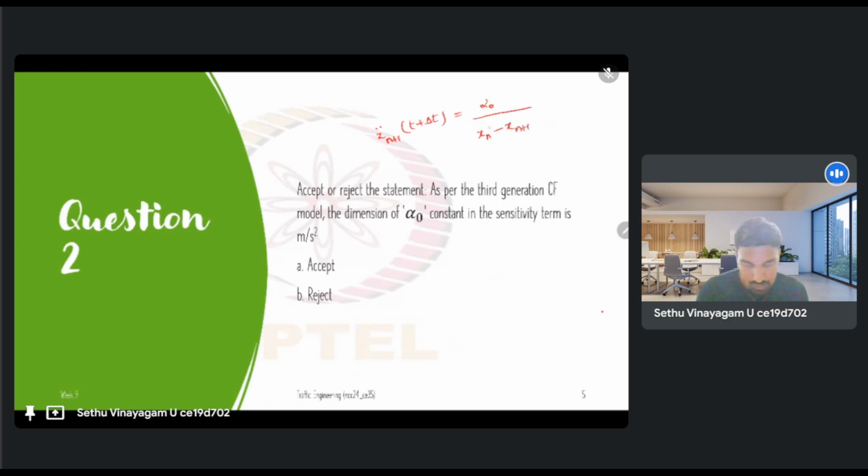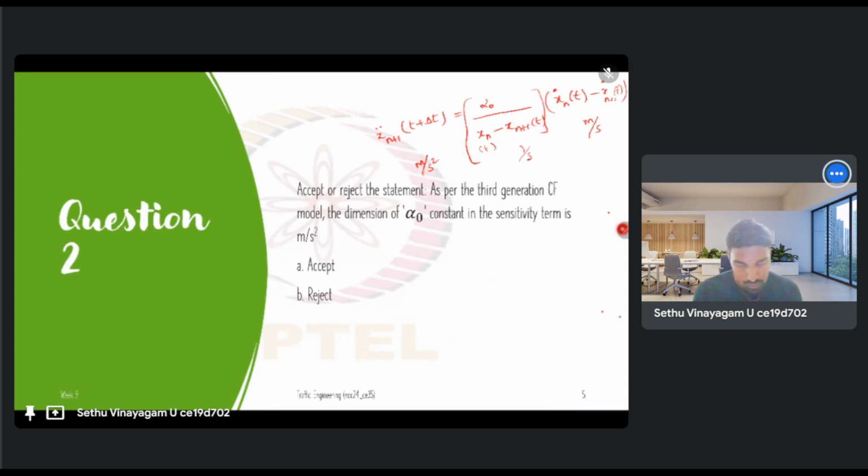This is at time t, and this is the spacing. Okay, so the sensitivity has alpha naught, which is a constant, divided by the spacing between the vehicles, multiplied by the relative speed. Here the unit of the response is acceleration, so it is meter per second square. The unit of the stimulus, which is the relative speed, is meter per second, which means that the sensitivity term should have a unit of 1 over second, right?